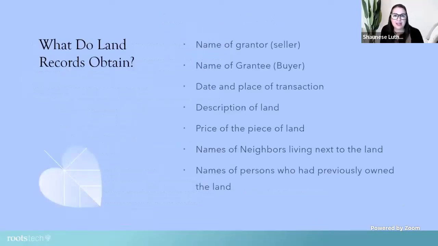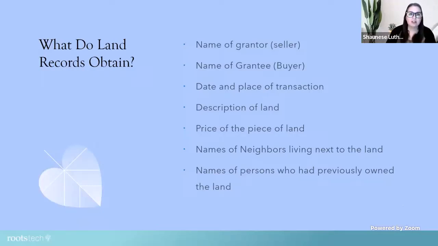What do land records obtain? Now, these are really cool. So you have the name of the grantor, which is the seller, the name of the grantee, which is the buyer, the date and place of transaction, the description of the land. So if you're working in meets and bounds, it will give you the full description, or if you're working in township ranges, it will give you the range of how it is, the price of the piece of land, the neighbors that are living next to the land, and the person or persons who had previously owned the land.